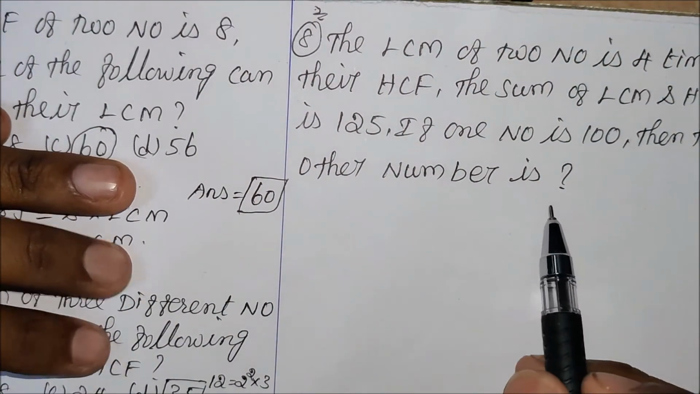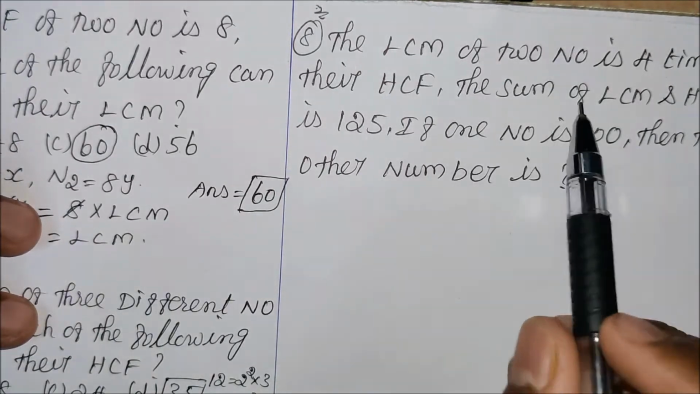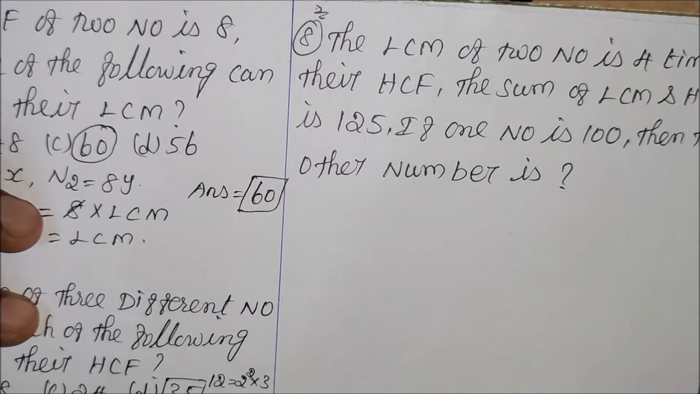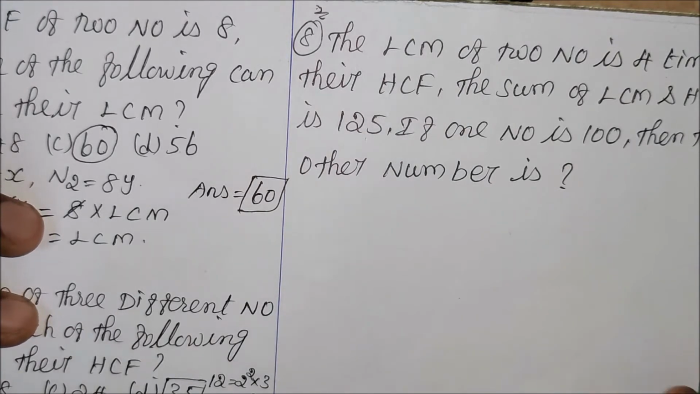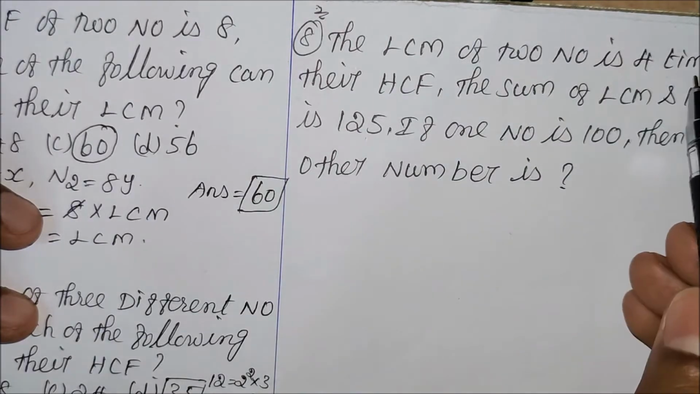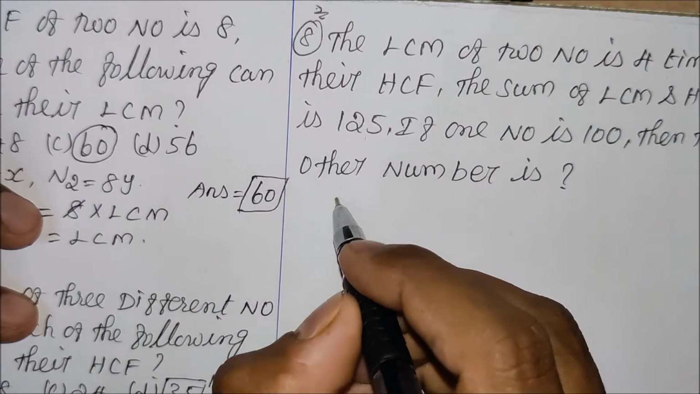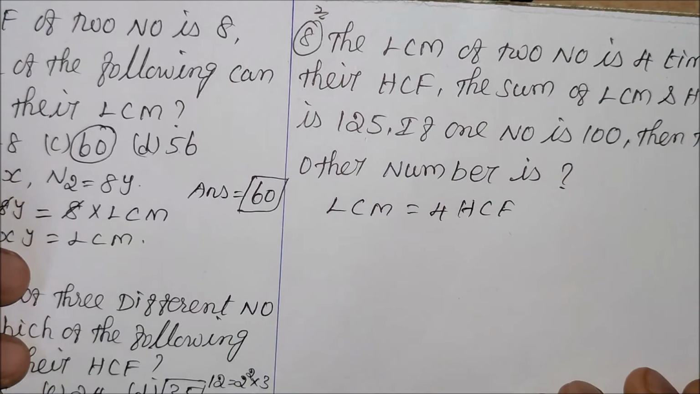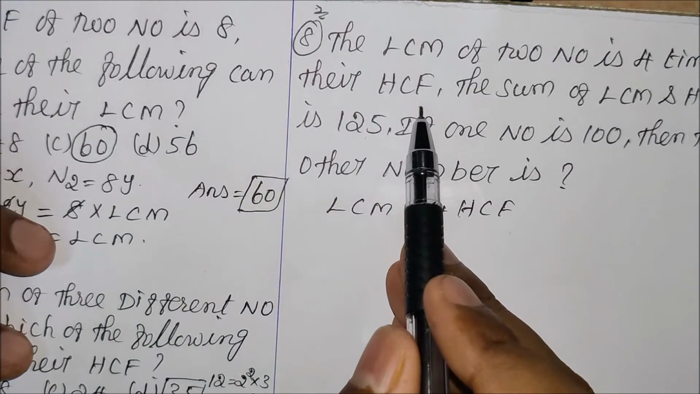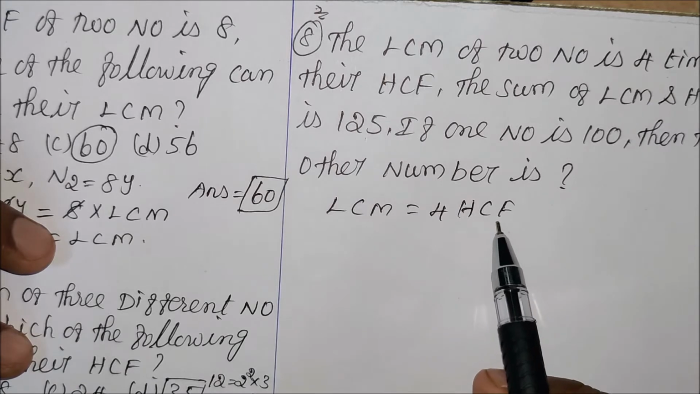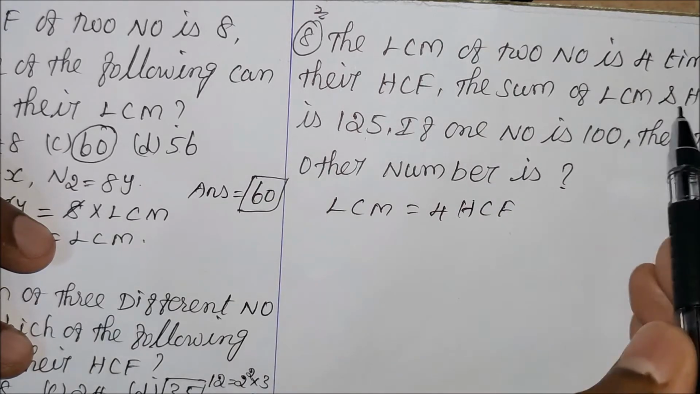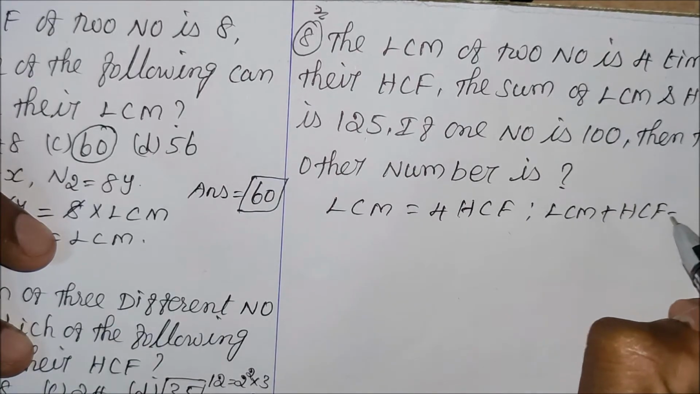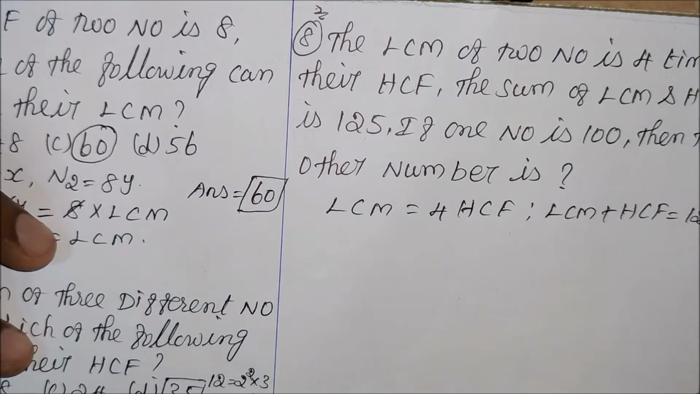The LCM of two numbers is 4 times their HCF. The sum of LCM and HCF is 125. If one number is 100, then what is the other number? Definitely the LCM is equal to 4 times the HCF. Here the sum of LCM and HCF is 125, so LCM plus HCF is equal to 125 as they have given.